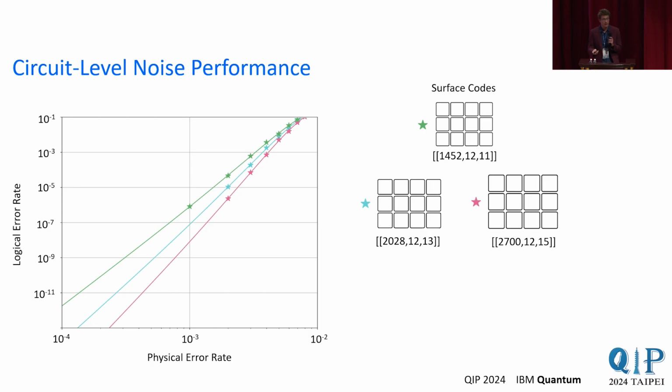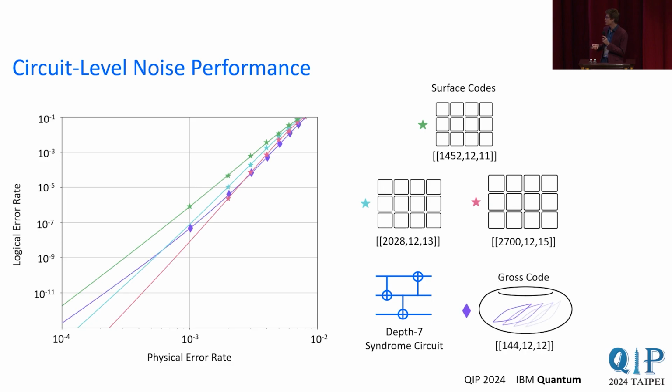And in order to perform this kind of benchmark, you need a syndrome extraction circuit. So for the purposes of bivariate bicycle codes, we designed a syndrome circuit that exploits the particular structure of all of the error correction codes in this family, and actually has a constant depth. It's depth 7 no matter how large of a bivariate bicycle code that you choose. So this syndrome circuit does quite well in terms of not letting errors propagate too far. And this can be seen by the performance of the gross code in comparison to these surface codes right here.